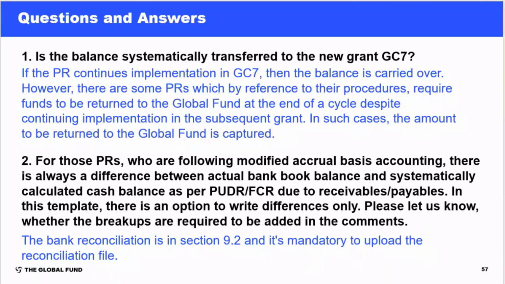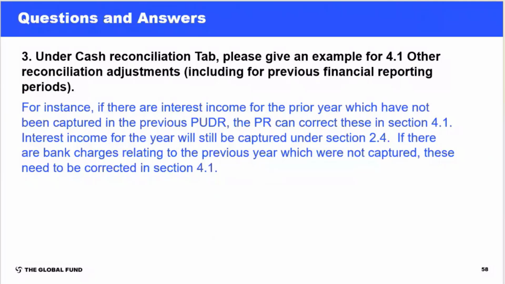Okay, question 3. Bogi, this is still with you, please. Okay, so for the question to give an example of 4.1 other reconciling adjustments, including those for previous reporting: for example, if there was interest income in previous periods which was not captured in the previous PUDR, the PR can correct those in this section. Obviously, for the current period, they still capture them in section 2.4, and this is the same treatment for bank charges or any other corrections, in fact, that need to be done on the cash.